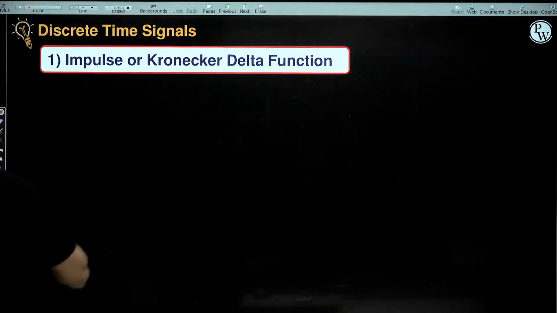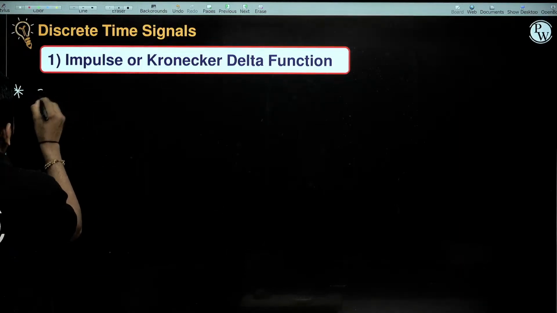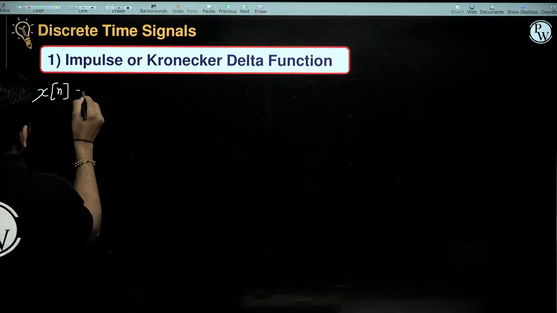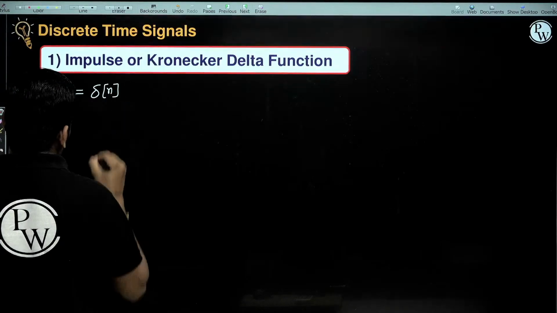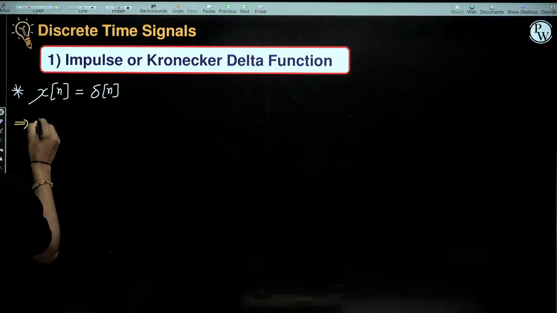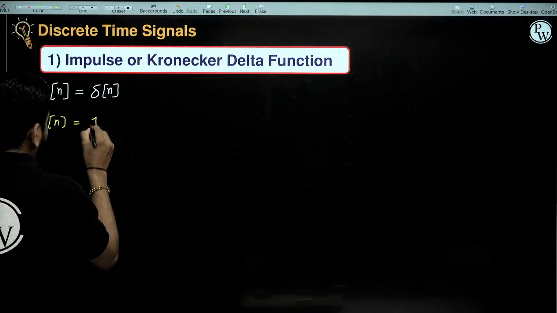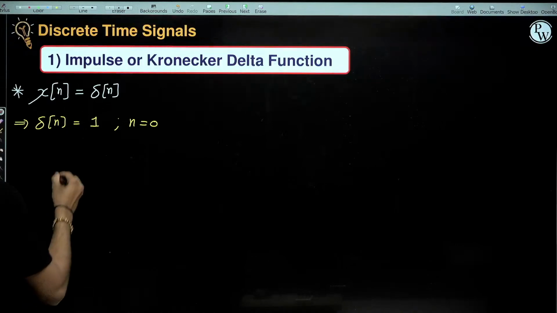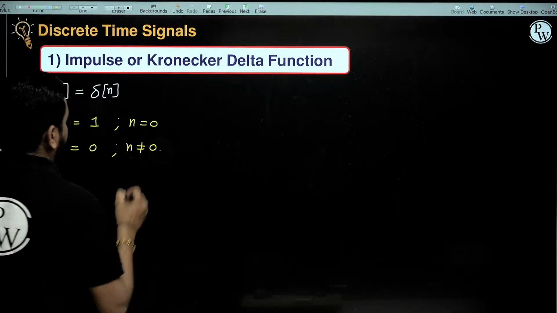Now this is a discrete time signal, so that's why square bracket, which is equal to delta n, instead of delta t it's delta n. Here delta n is equal to 1 at n equal to 0. Whenever n equal to 0, amplitude is 1 and it is 0 when n is not equal to 0, guys.